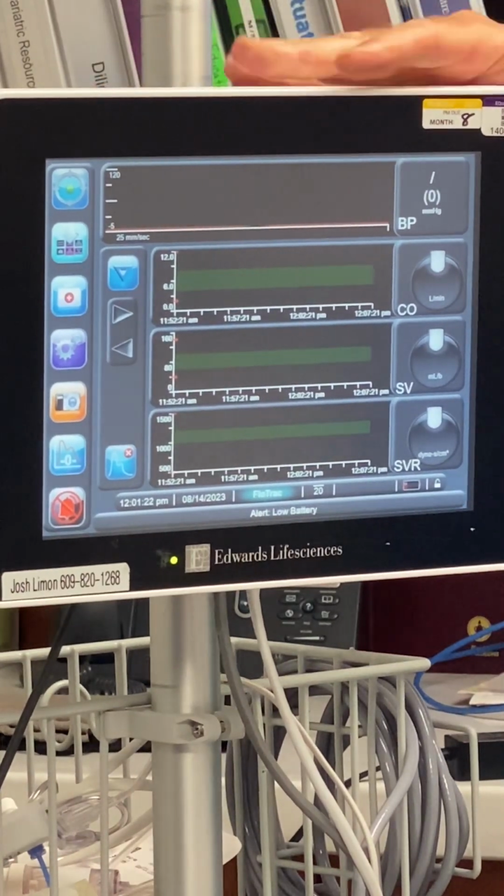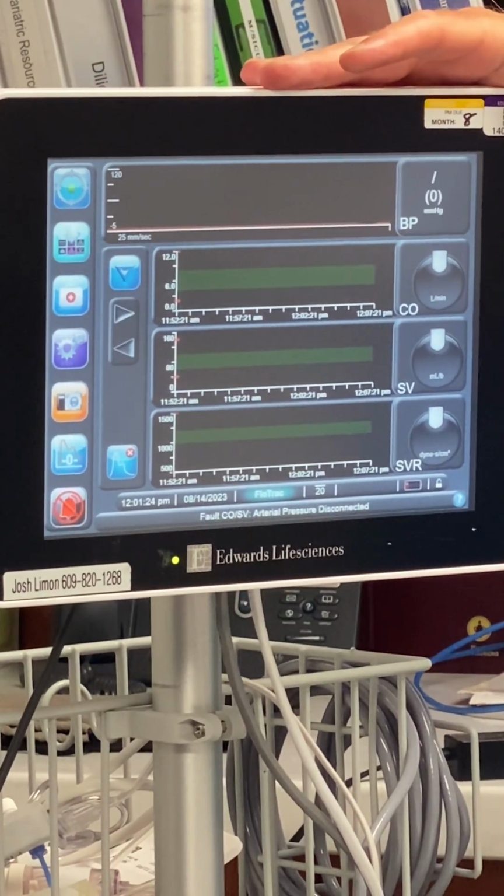So yeah, you guys can play with this. You can push buttons, all that stuff. You're not doing anything to the patient.